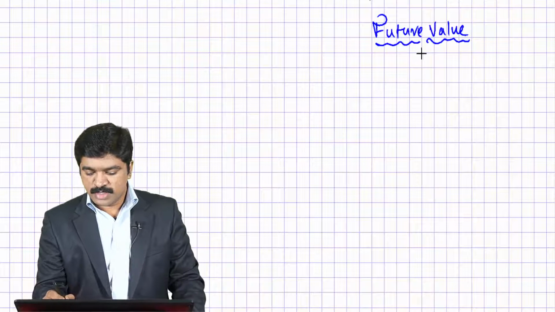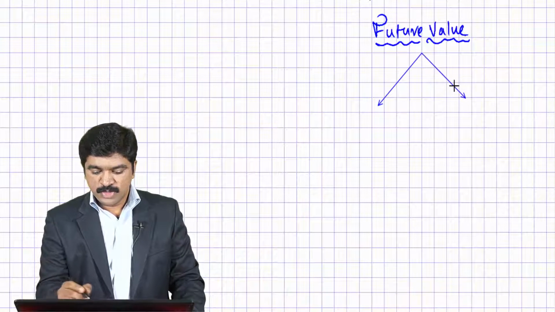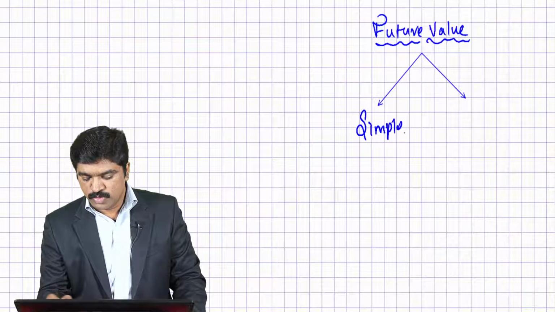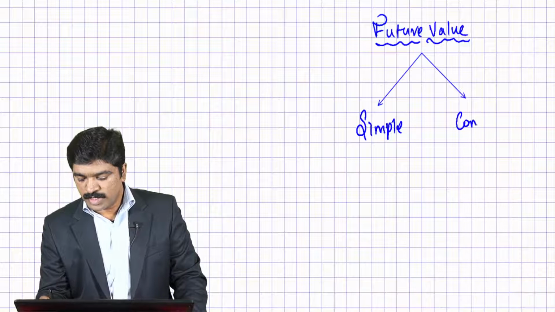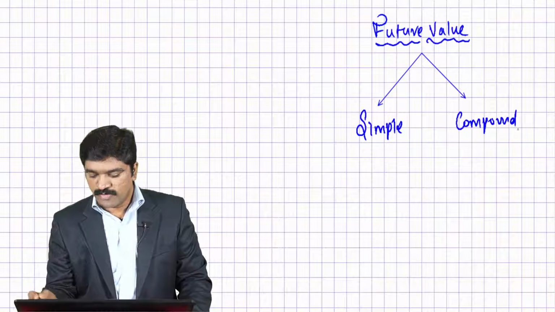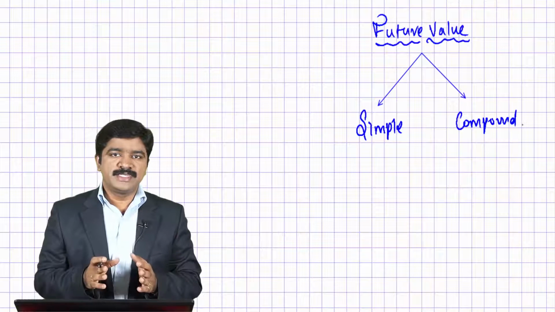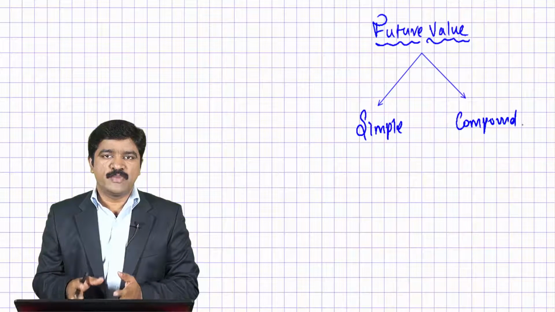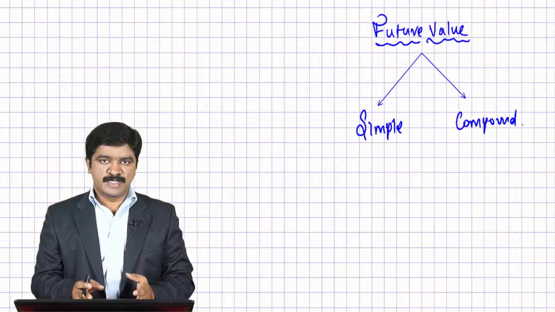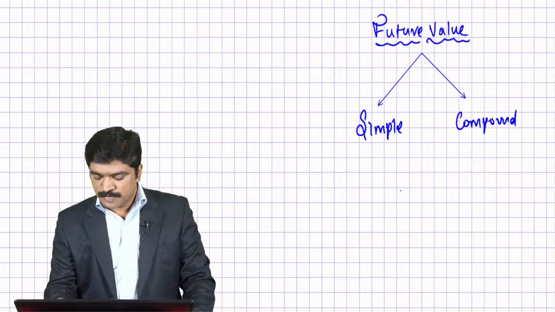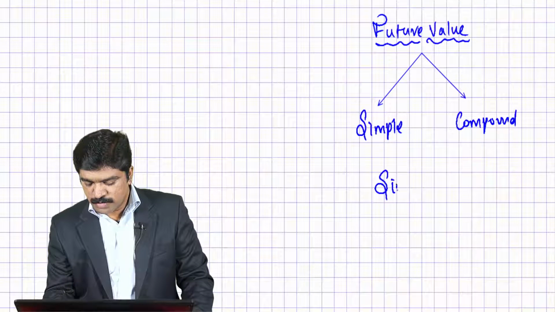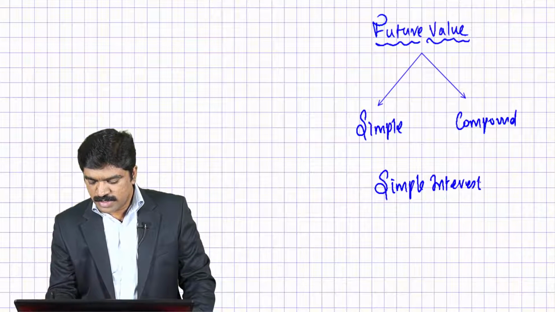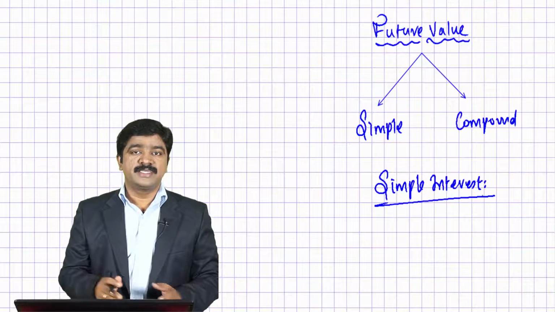The two methods are, number one is through simple interest, and number two is through compound interest. You can find the future value using the simple interest and the compound interest. In this session, I'll explain what is simple interest with a couple of examples. To start with, we should know what is simple interest. See, in simple interest, there is a basic assumption.